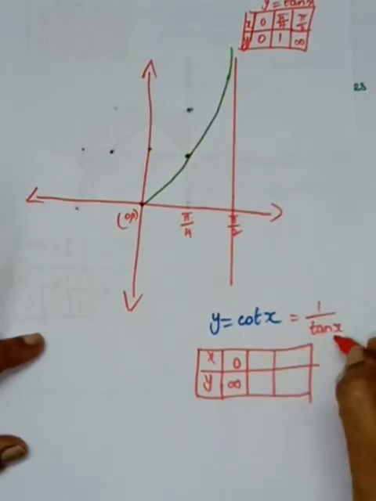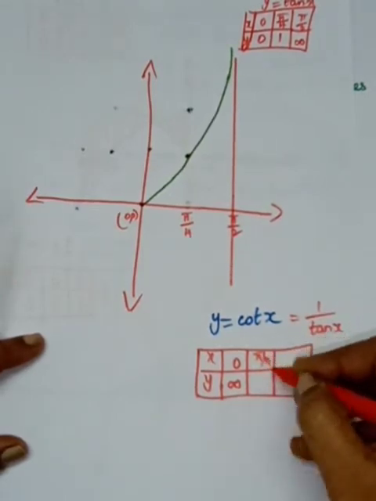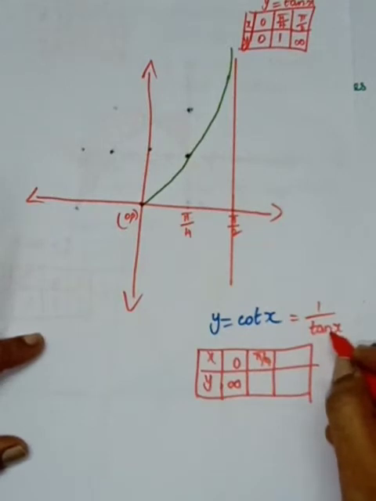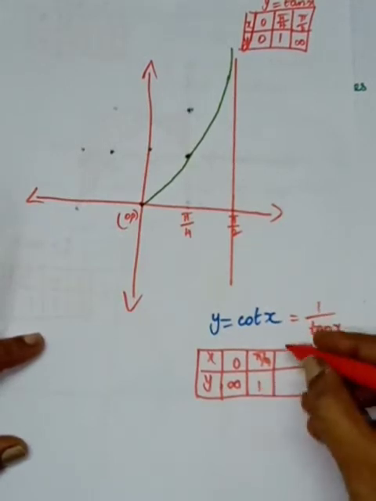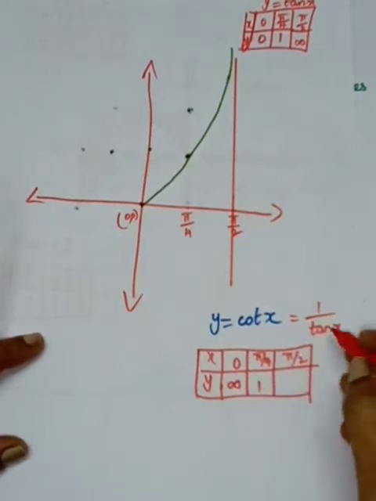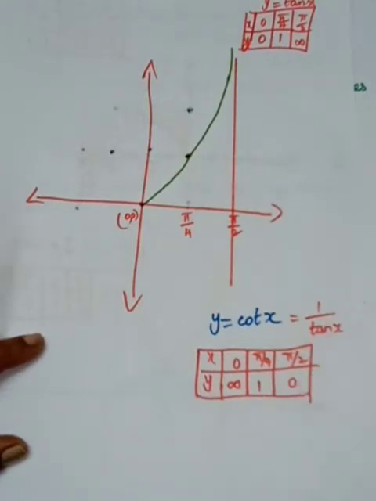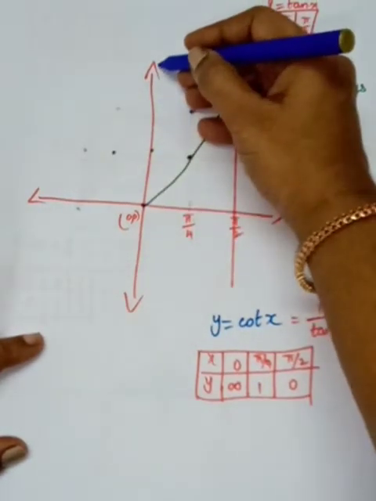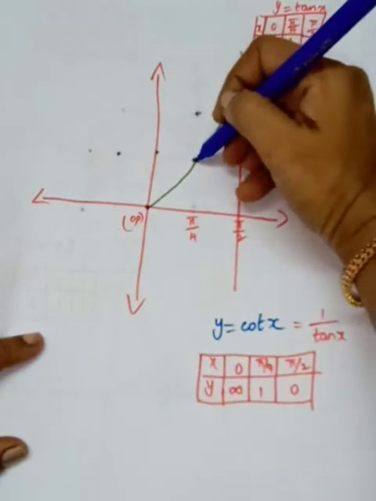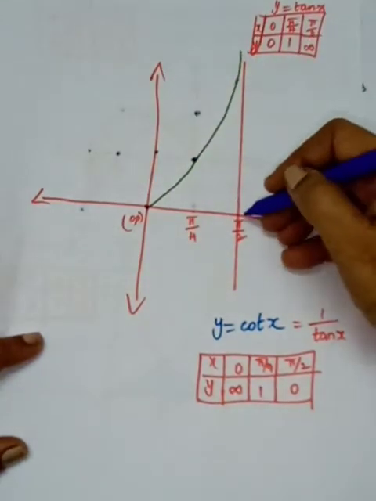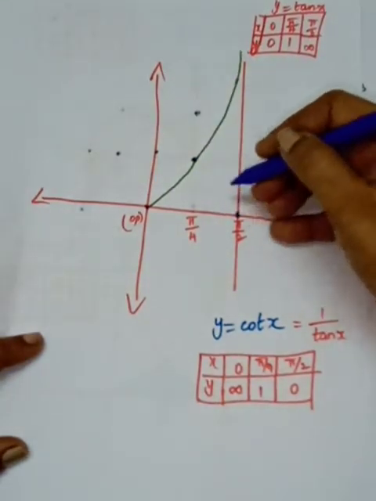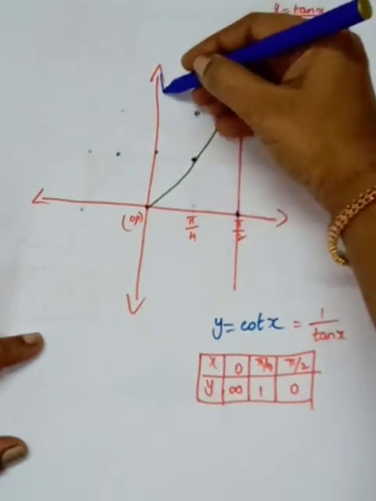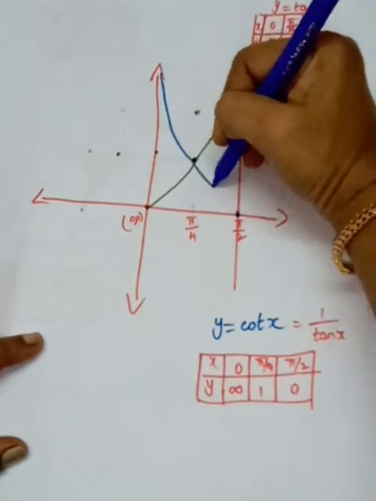Okay. Next if you substitute x is equal to pi by 4, tan pi by 4 is 1. So 1 by 1 is 1. And next x is equal to pi by 2. Here tan pi by 2 is infinity. 1 by infinity is 0. So see now the curve: 0 comma infinity. So when x is 0, the curve is infinity. And at pi by 4 it comes to 1. And at pi by 2 it is 0. So therefore you have to draw the cot x curve like this.